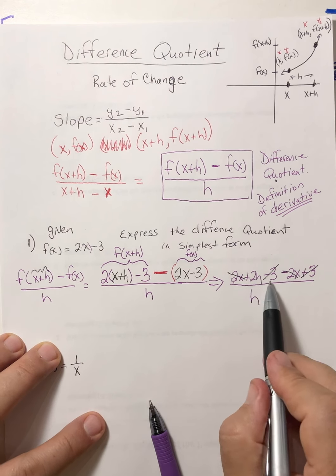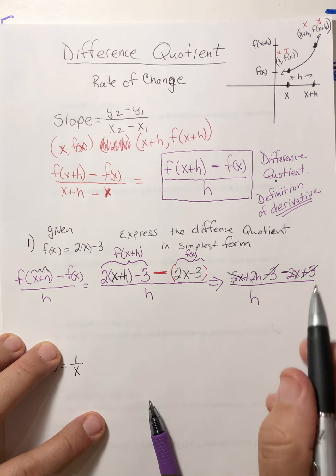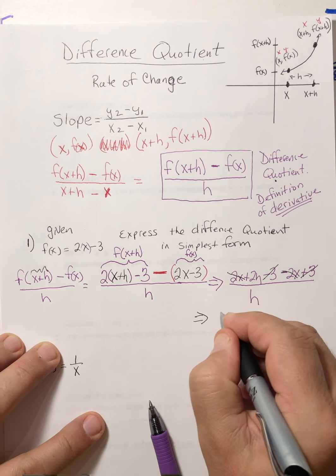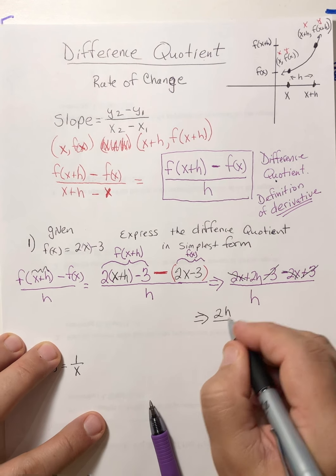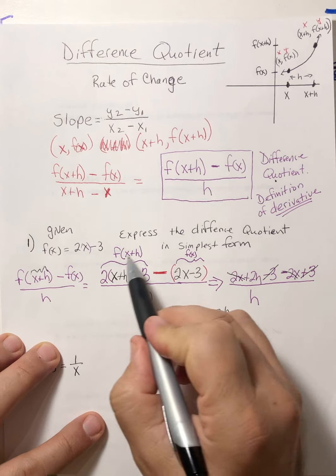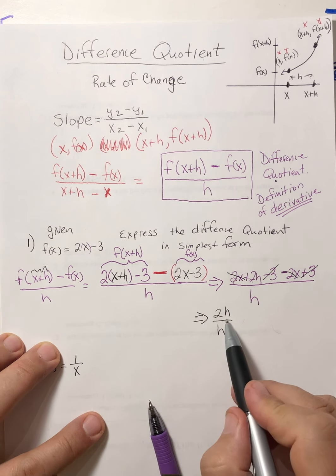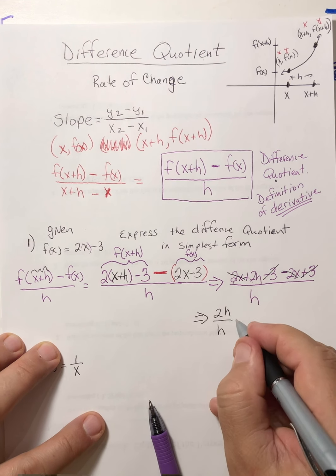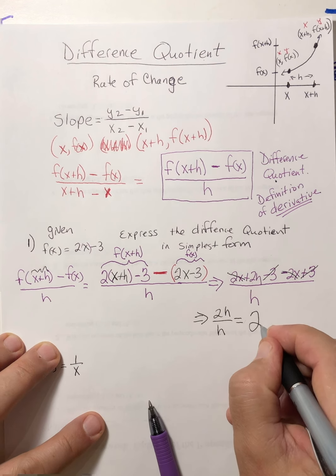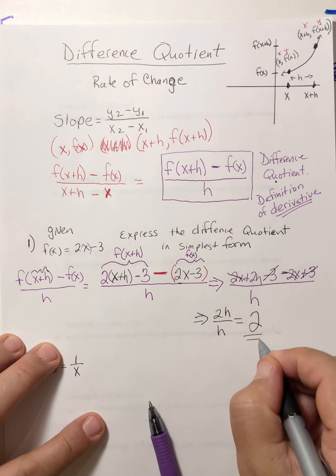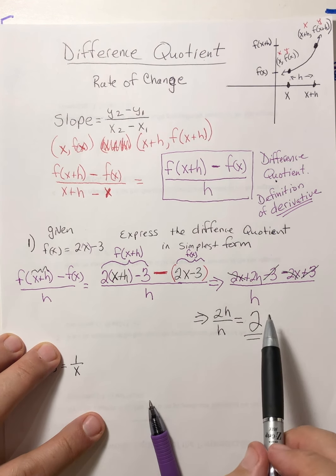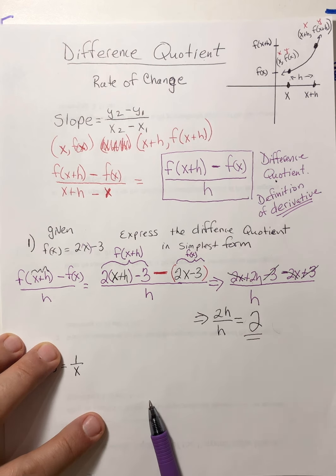So what are we left with on top? We're left with a 2h. What do we have on the bottom? h. So this big ugly mess, when we're all said and done, is this. Wait a minute, what happens with those h's? We're left with a 2. That's it. So this big ugly mess, we're just left with 2. That's not hard. It's just fancy algebra.